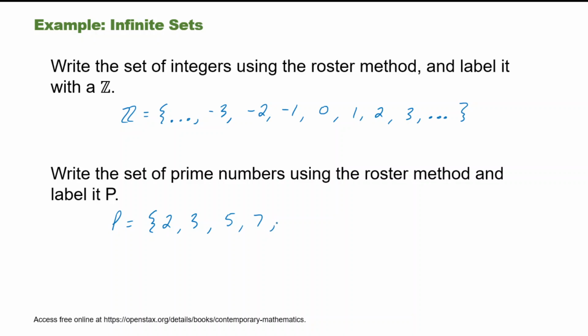See, 8 is not prime because it's divisible by 2. 9 is divisible by 3. 10 is divisible by 2, so that one's not included. How about 11? And at this point, this list continues forever, so I will use an ellipsis and an ending brace to indicate that. So P equals the set 2, 3, 5, 7, 11, continue going to your heart's content.